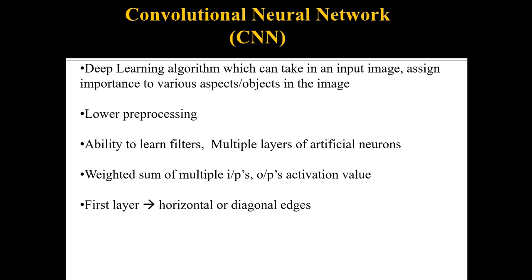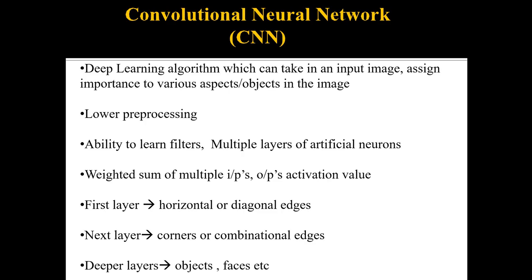The first layer extracts basic features such as horizontal or diagonal edges. The output of the first layer is passed on to the next layer, which detects more complex features such as corners or combinational edges. As we move deeper into the network, it can identify even more complex features such as objects, faces, etc.